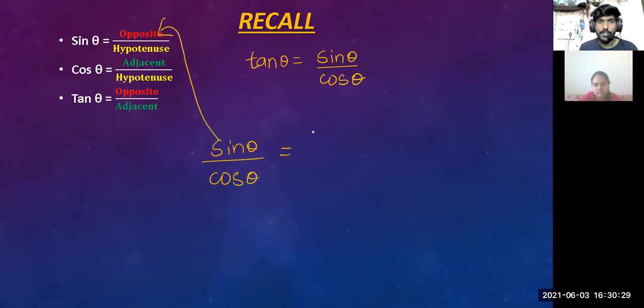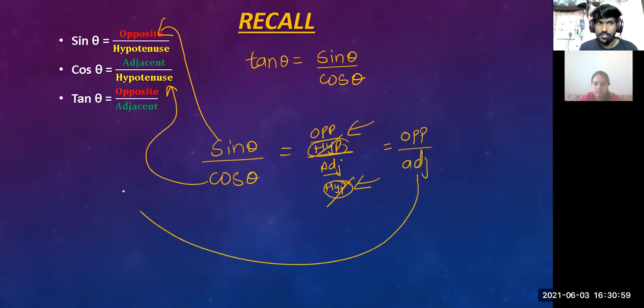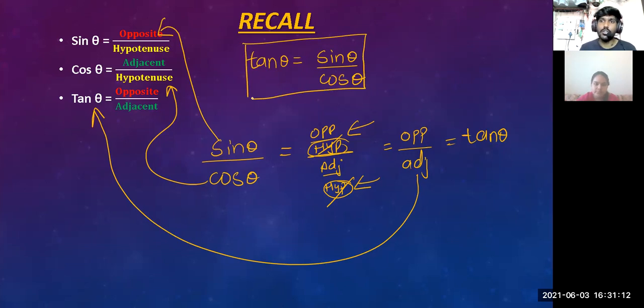If you see here, sine theta is opposite upon hypotenuse, and cos theta is adjacent upon hypotenuse. So in the numerator and the denominator there are fractions, and in both the fractions hypotenuse is in the denominator. So the denominators will get cancelled and you'll be left with opposite upon adjacent. But what is this? Tan theta. Understood? This is how we get the formula: tan theta is sine theta upon cos theta.